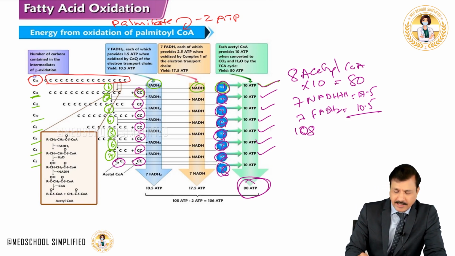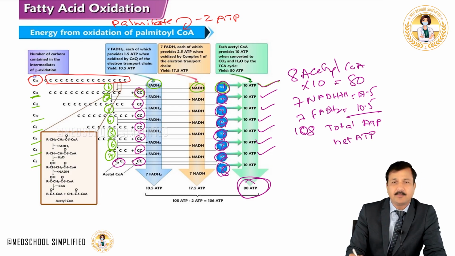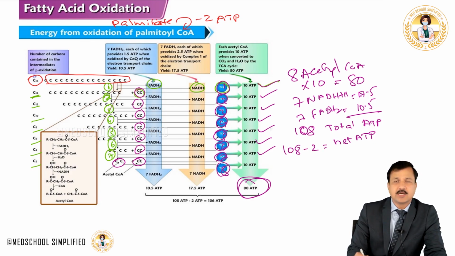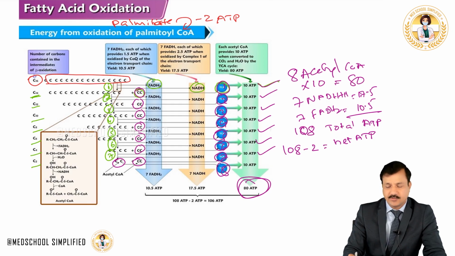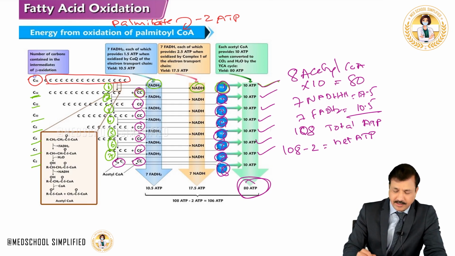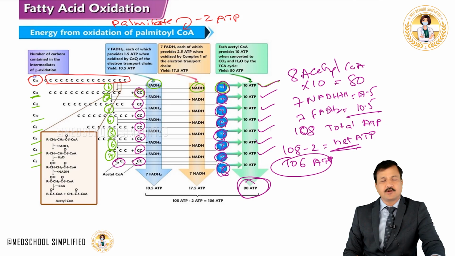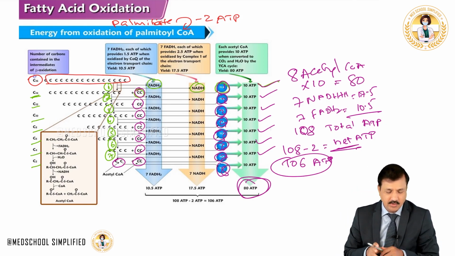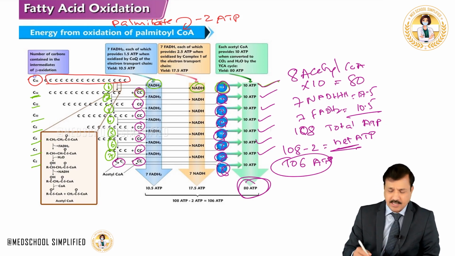And this 108 is the total number of ATPs. If you want to calculate the net ATP yield from oxidation of palmitate, it will be 108 minus 2. Why? Because 2 ATPs are consumed for the activation of palmitate into palmityl-CoA. So 106 ATP is the net number of ATP that you get from oxidation of palmitate. This is how an ATP calculation can be done.